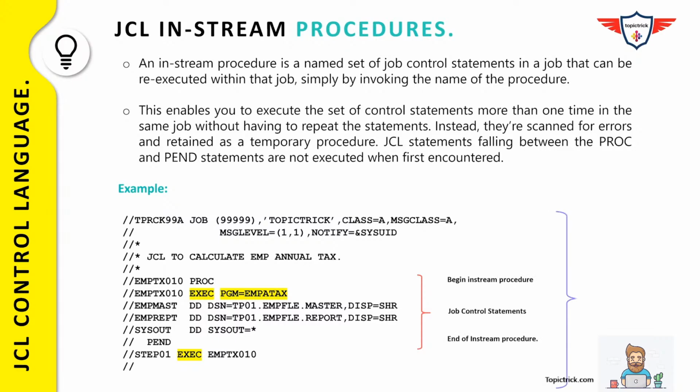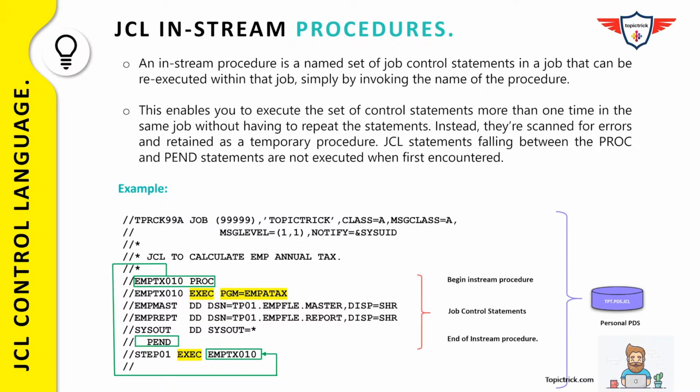In this case, I've included a short description that says JCL to calculate employee annual tax. After that, you have the in-stream proc, and the proc begins with a name and a PROC keyword. Always remember that you should have a proper name for a proc, otherwise you will not be able to invoke it in your JCL. After that, you have a couple of job control statements, that is an EXEC statement to execute a program, that is EMPATAX. Then you have 3 DD statements, 2 for datasets and 1 for sysout, just to print the messages on the spool. And then you have a PEND statement, which marks the end of the in-stream proc.